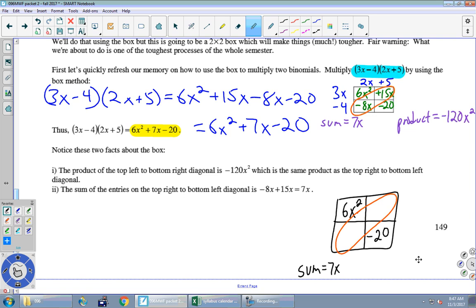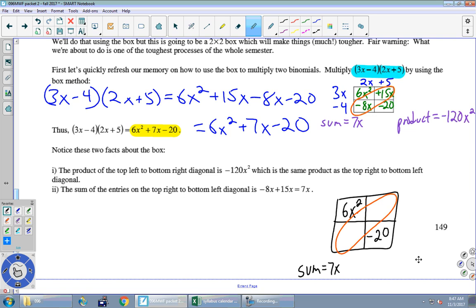And it turns out anytime you use the box to multiply a binomial by a binomial, the product on the one diagonal is going to equal the product on the other diagonal, no matter what. And I was teaching this topic for a long time before somebody pointed that out to me. I had no idea that was true. Been doing it for years. I had no idea that the product of the 2 diagonals was always going to be the same.